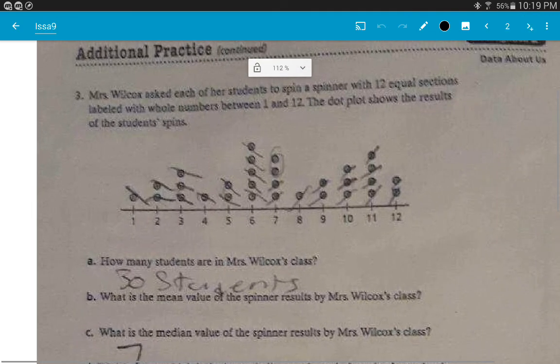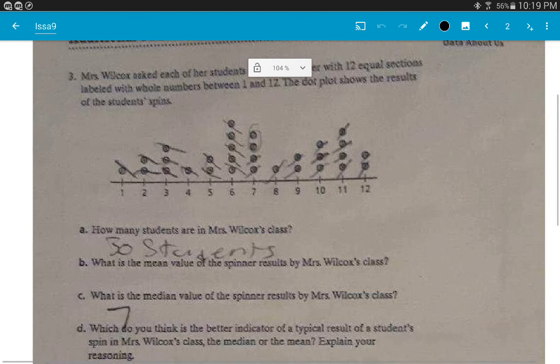Next page. Mrs. Wilcox asked each of her students to spin a spinner with 12 equal sections labeled with whole numbers between 1 and 12. That's the same as rolling a die with 12 sides. So the dot plot shows the results of the student spins.